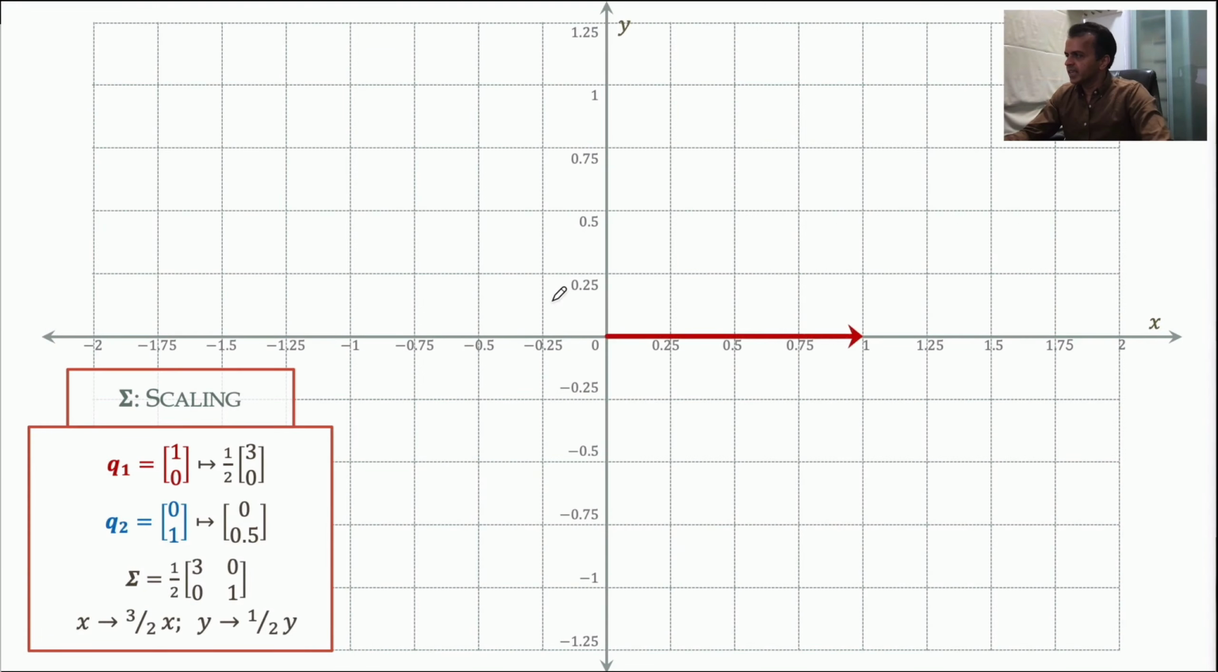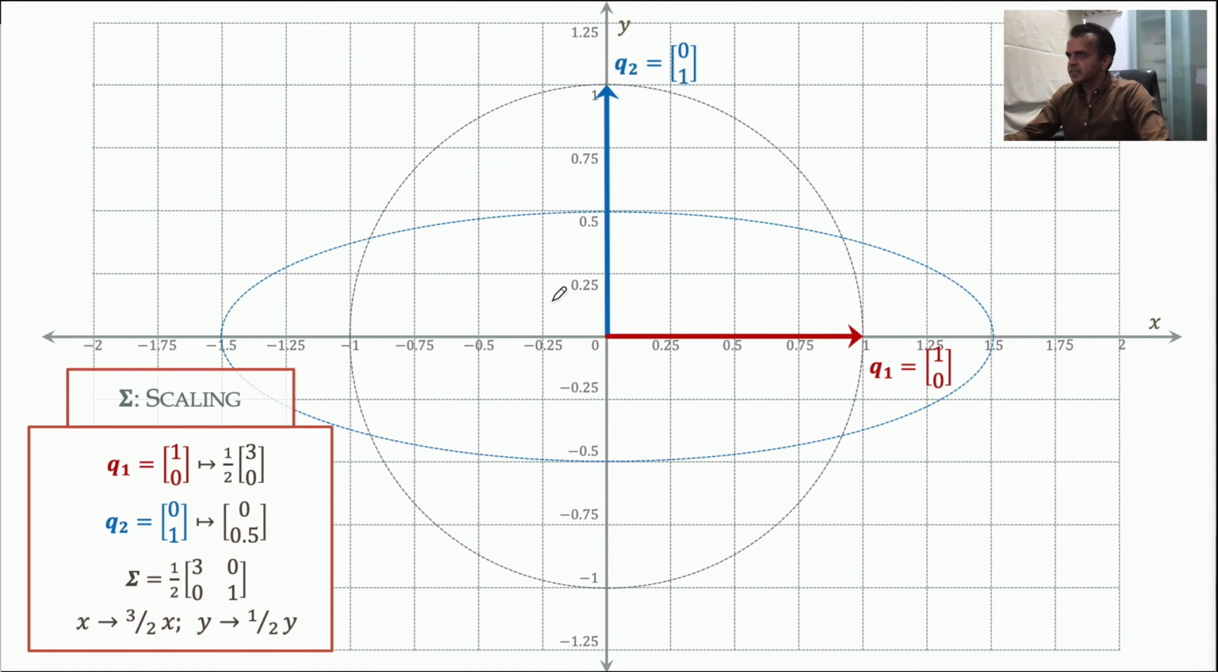The next one is a scaling. So what it does is to take the first vector q1 and scale it up by a factor 1.5, and the second unit vector gets scaled down by a factor half. So it basically takes a unit circle, squashes it vertically and stretches it horizontally.